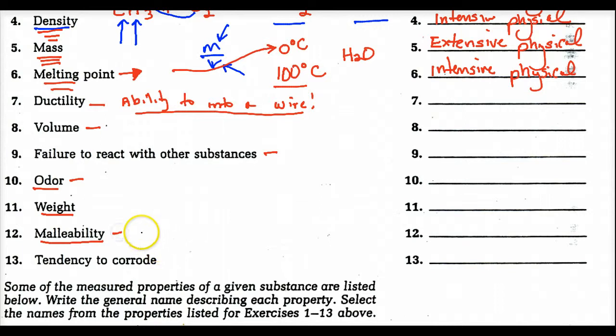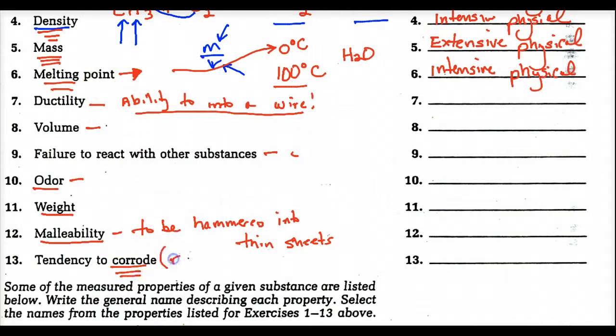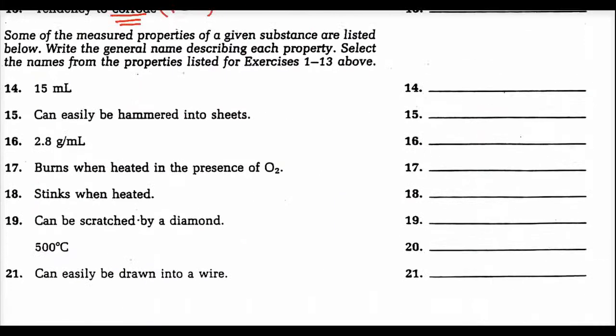Malleability is the ability of a metal to be hammered into thin sheets. Not all metals are malleable. Okay? Malleability is really the idea that a metal, once heated, can be made into any shape possible and won't break. It's very similar to ductility. Tendency to corrode. Corrode means, think about metals or your bike, they rust. So tendency to rust. Is rust a new substance? Think about those.